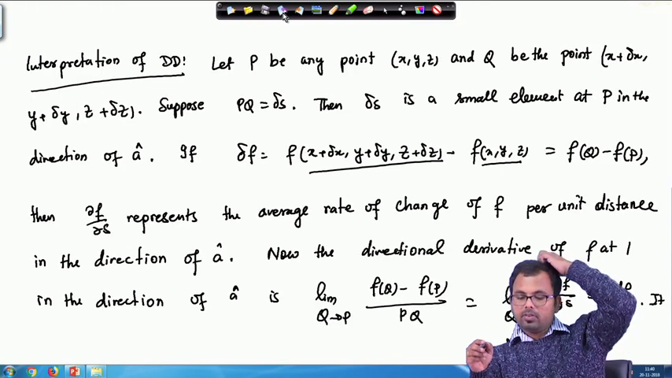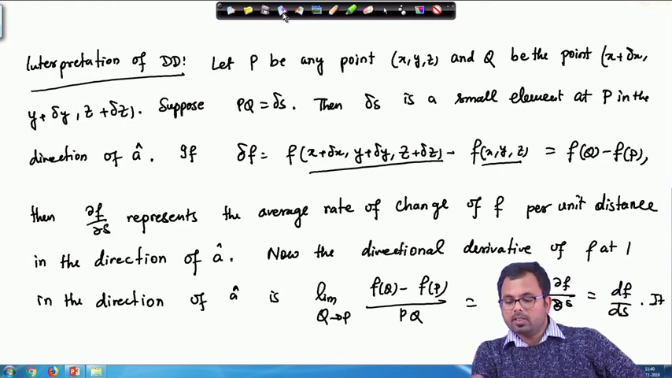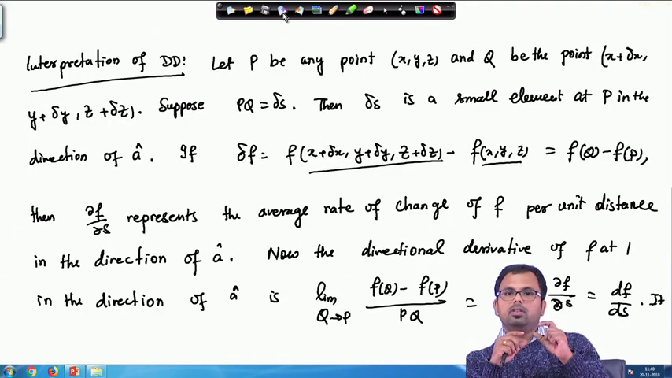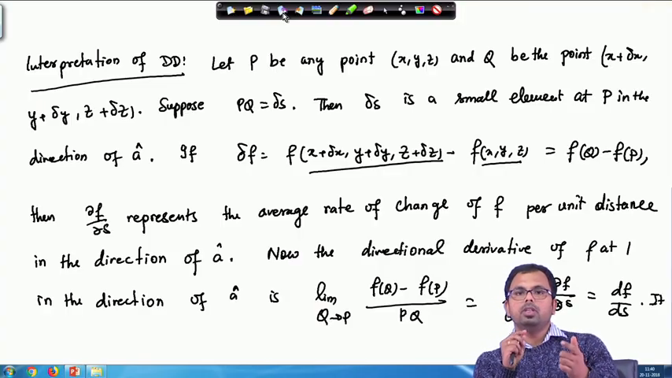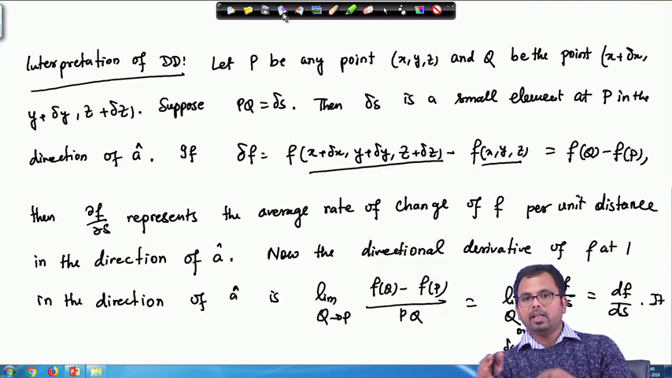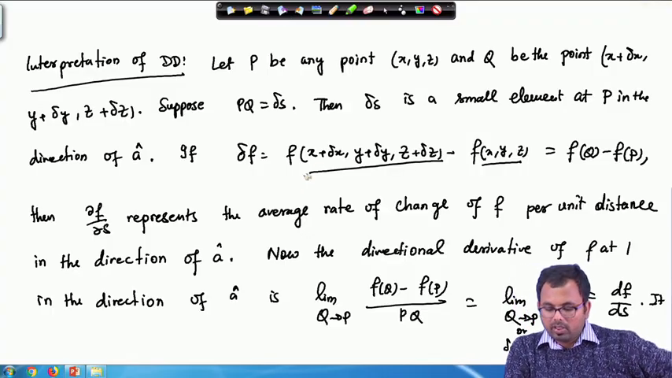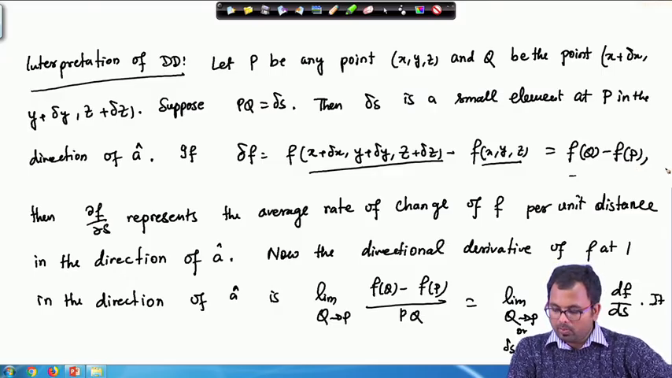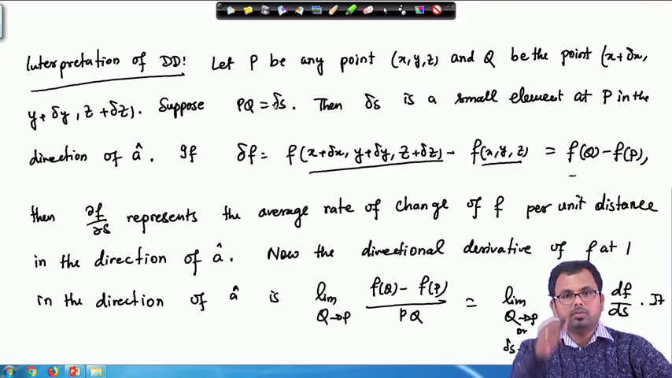So, what it means physically is that we have two neighboring points on the surface f(x, y, z) = C, and the small increment in the function f from the point P to Q is denoted by delta f, which is basically f(Q) minus f(P), and the small element, which is this PQ, is basically delta s.